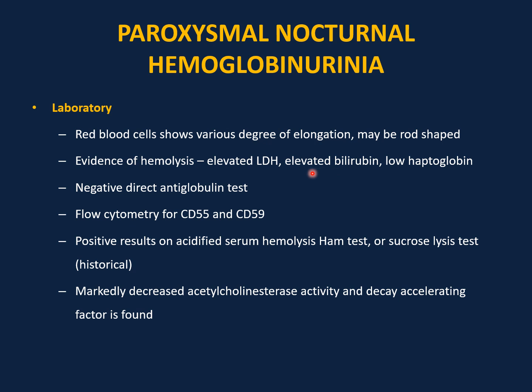hyperbilirubinemia or elevation of unconjugated bilirubin, low haptoglobin because some of the hemoglobin will be combined with the haptoglobin, so the haptoglobin will be low. Also a negative Coombs test, so it is not an autoimmune hemolytic anemia. Flow cytometry will confirm the diagnosis by showing low levels of CD55 and CD59. Also positive results on the acidified serum hemolysis Ham test or sucrose lysis test. Markedly decreased acetylcholinesterase activity and decay accelerating factor.